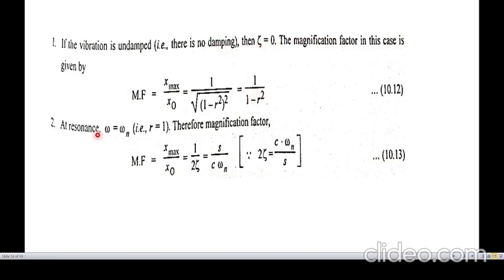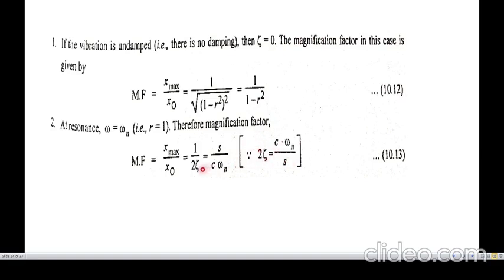At resonance, both the frequencies will be equal. The natural frequency and the forcing frequency will be equal, so the condition is r is equal to 1. If r is equal to 1, then substituting r equal to 1, the magnification factor will be 1 by 2 zeta, where 2 zeta is equal to c omega n by s.